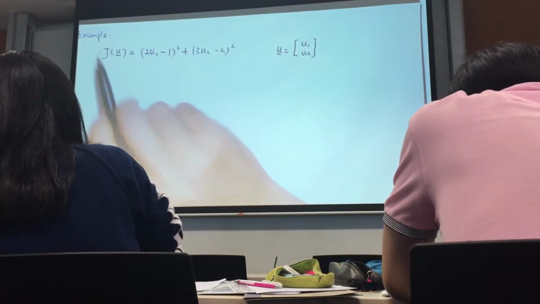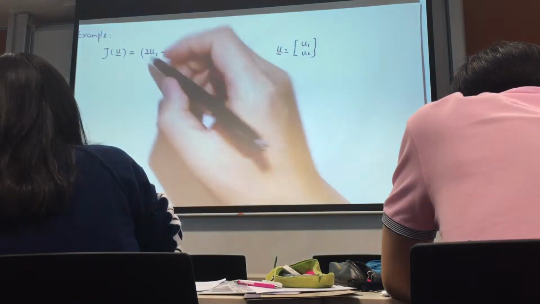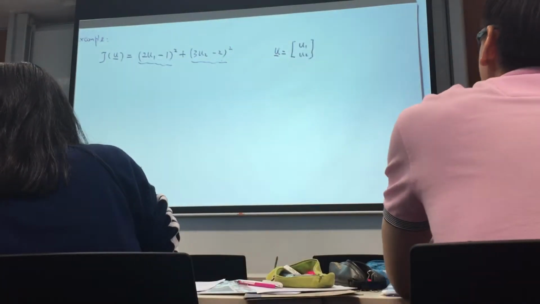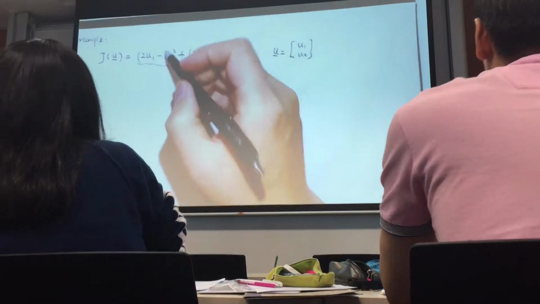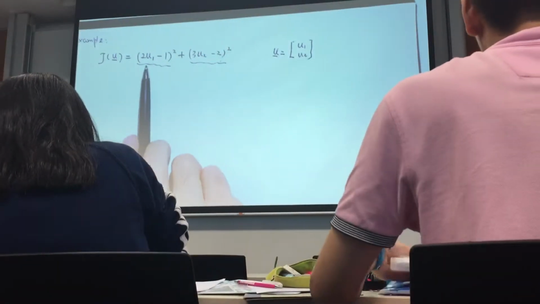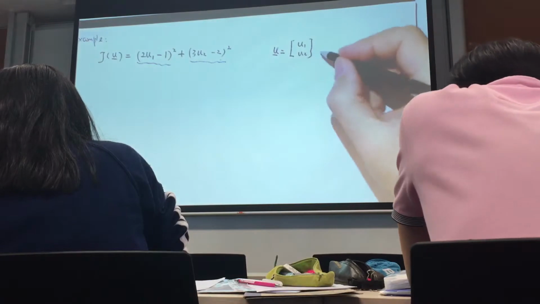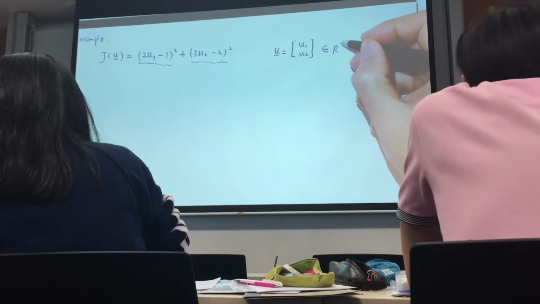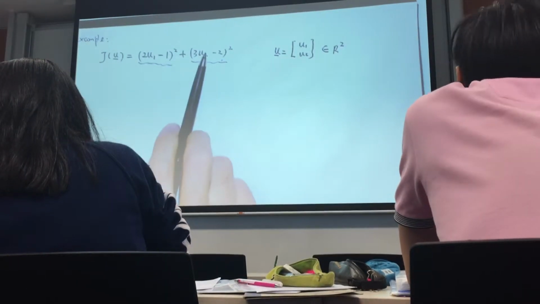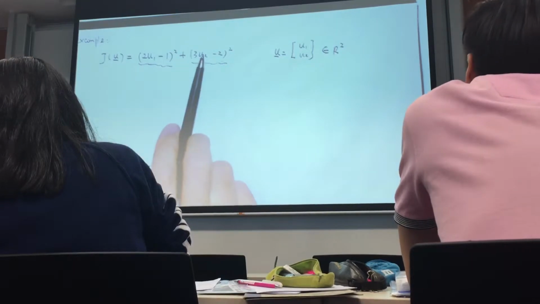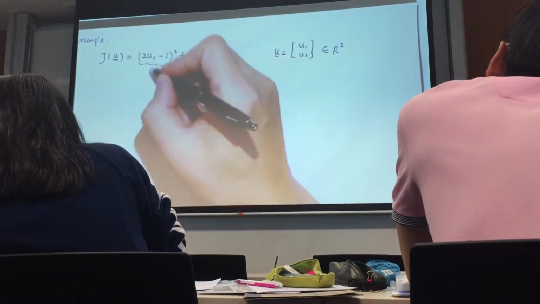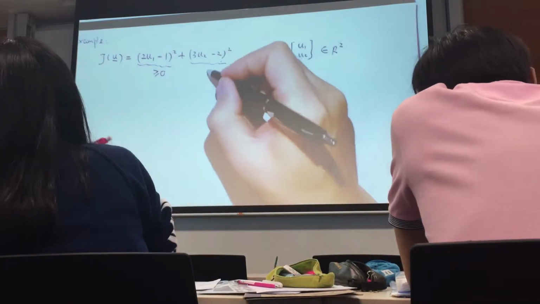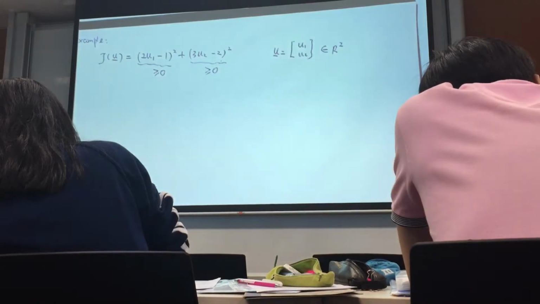You know this cost function is a summation of two square components. All these values are real, so u belongs to the real space, and we only discuss the problem in the real space. If u are real numbers, this one will definitely be greater or equal to 0, and this one is also greater or equal to 0.